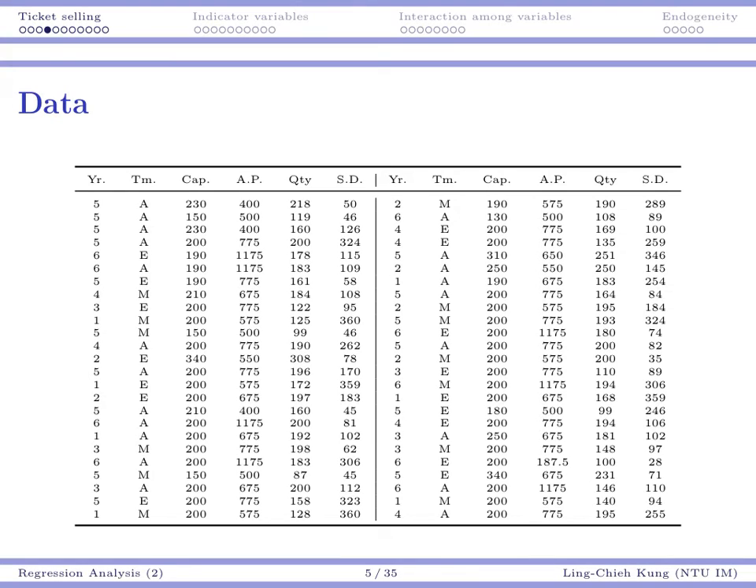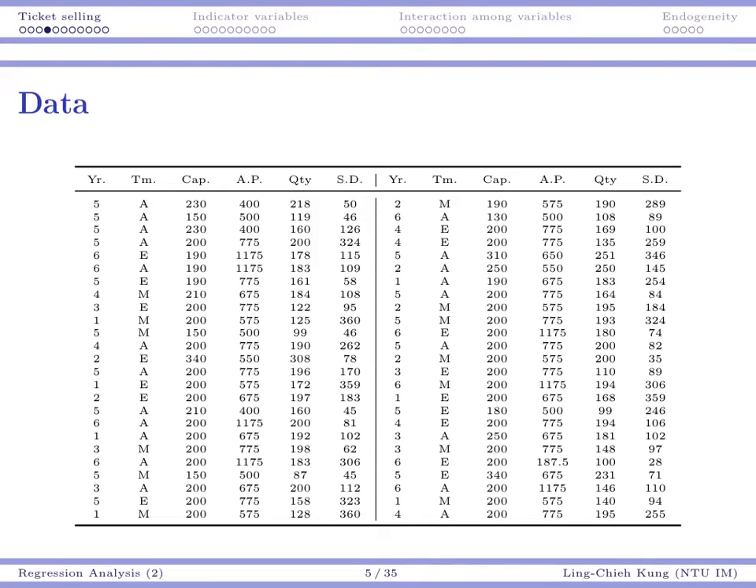Okay, so this is the data. We can see that we have year, time, capacity, average price, sales quantity, and the sales duration. You can see that we have all kinds of different combinations. And for time, the label is A, E, or M, meaning afternoon, evening, and morning. Years are 1, 2, 3, 4, 5, 6.